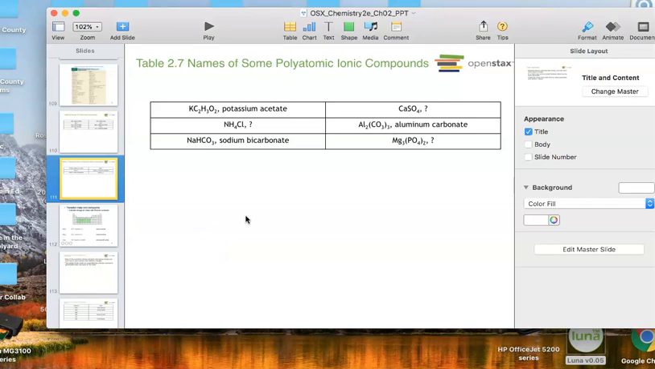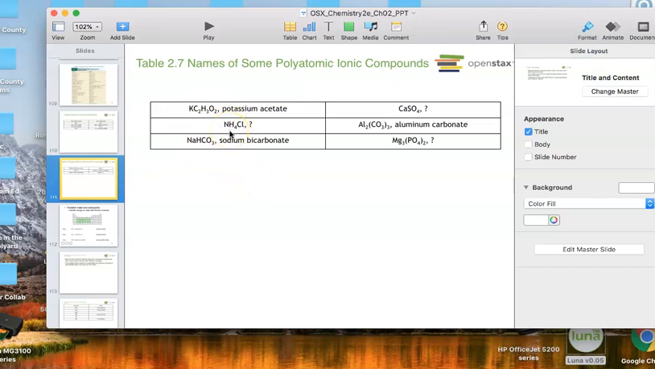All right, when we're naming compounds that have polyatomic ions, it's pretty simple. You just write the polyatomic ion name. So here we have KC2H3O2. C2H3O2 is acetate. So its name here would be: K is potassium, and C2H3O2 is acetate, so potassium acetate.